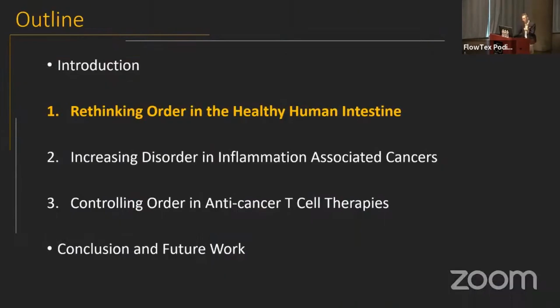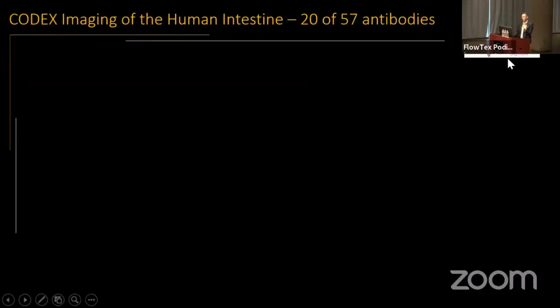So first, I'll talk about our approach to the healthy human intestine. The healthy human intestine is a very long organ, nearly 9 meters in length, and it's also diverse across those 9 meters as your digestion flows. So we thought there must be some cellular organizational differences between the small intestine and the colon. We took 4 different areas of the small intestine and 4 different areas of the colon from healthy human donors, and imaged them with this CODEX multiplex imaging.